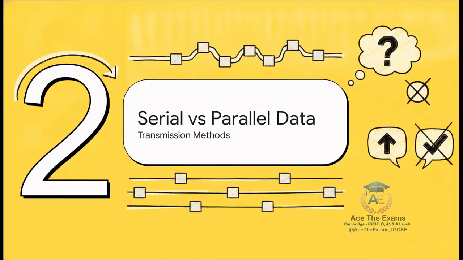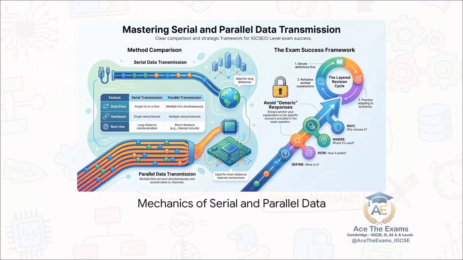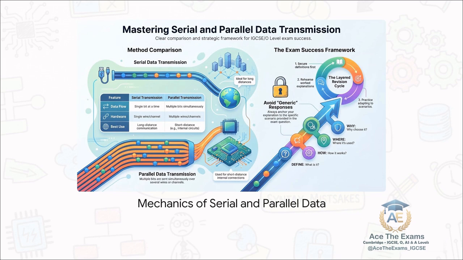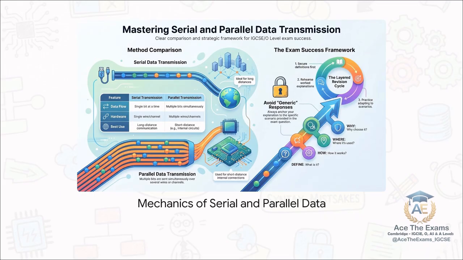Next up, let's talk about serial versus parallel data. Now, a massive, and I mean massive pitfall for students here is writing super vague, non-specific responses when asked to evaluate data transmission. If you just write, "it's faster," or "it's better," you're getting 0 marks. You have to be hyper-specific and focus on the actual physical hardware differences. Just look at how the data streams flow here.